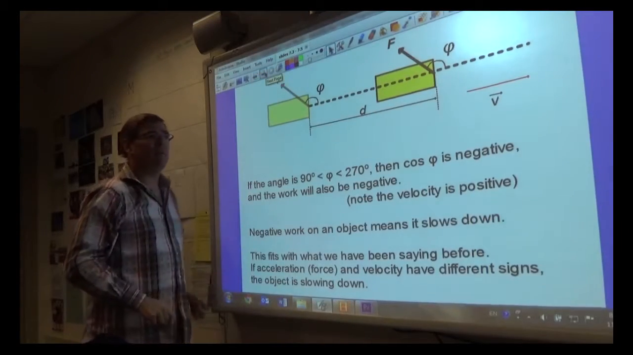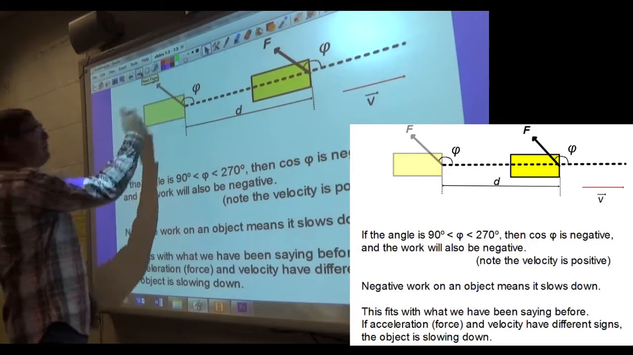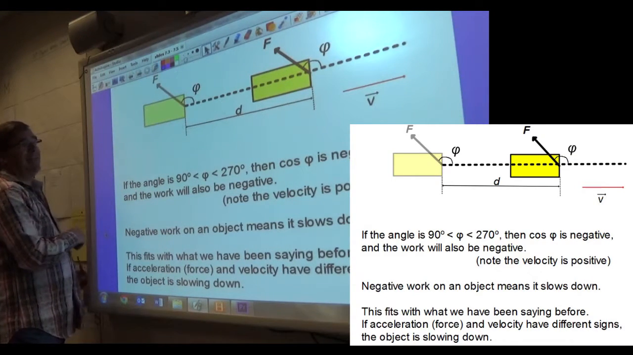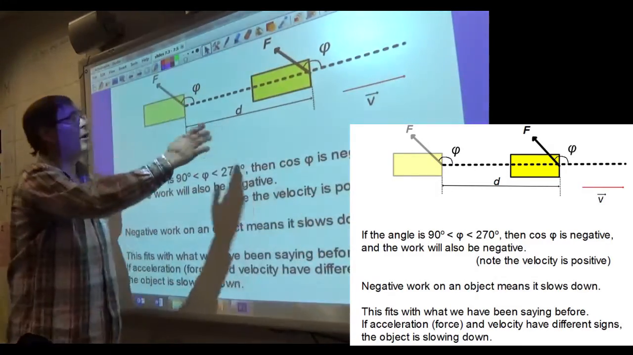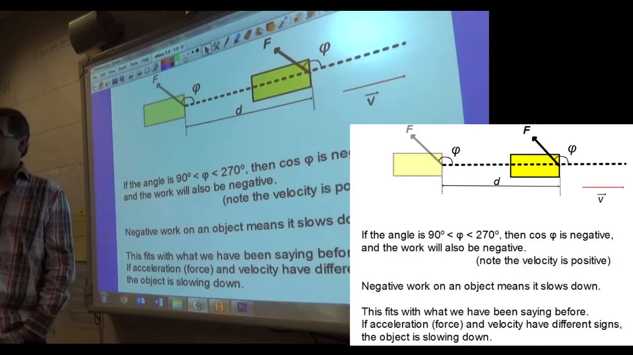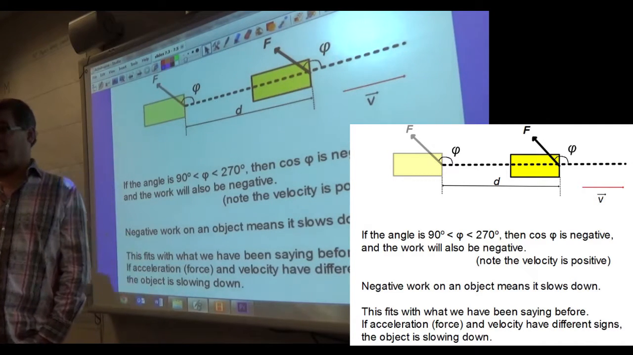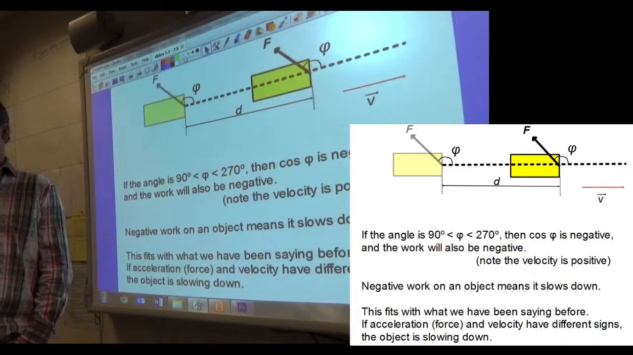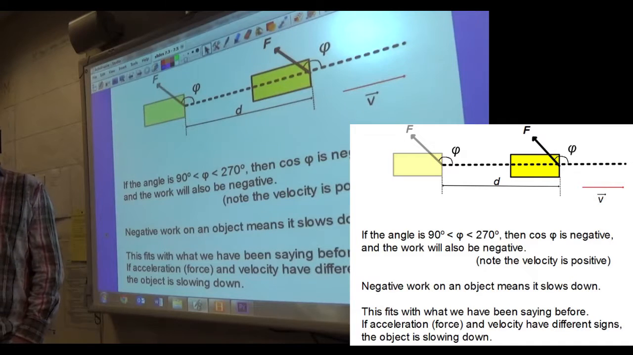Okay, what if the force was greater than 90 degrees? Now my x component of force is in a direction that is opposite to the displacement. Notice that the block is still moving to the right, but my x component of force now is to the left. Remember what we said earlier in the year about acceleration and velocity? If they have the same sign, what is happening to the object? If acceleration and velocity have the same sign, it's speeding up, right? If velocity and acceleration have opposite signs, the object is slowing down.